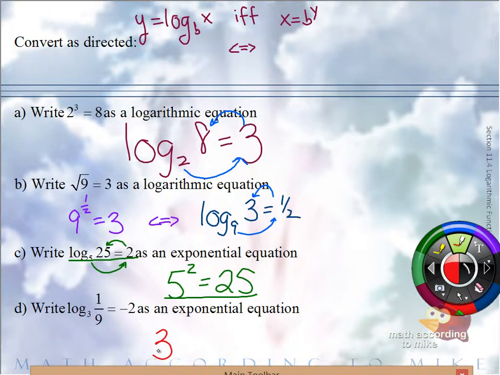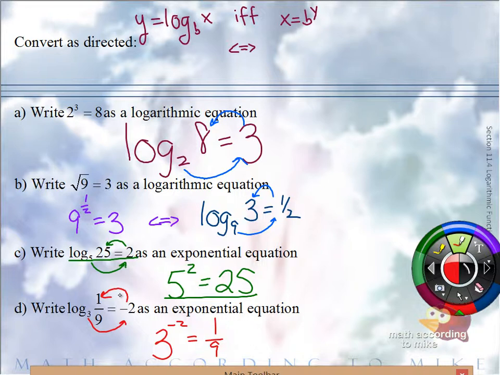how high can Britney Spears count to? 3. It was that song. Come on, people. 3 to the -2 equals 1/9. 3 to the -2 is 1/9.